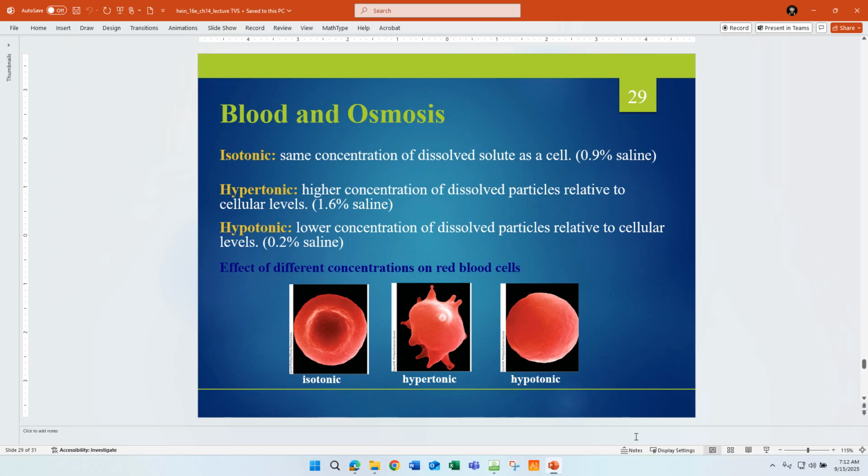If water goes into the cell too much and lowers the concentration of solutes inside the cell instead of outside the cell, then it's called hypotonic. So the cell actually swells and becomes bigger.